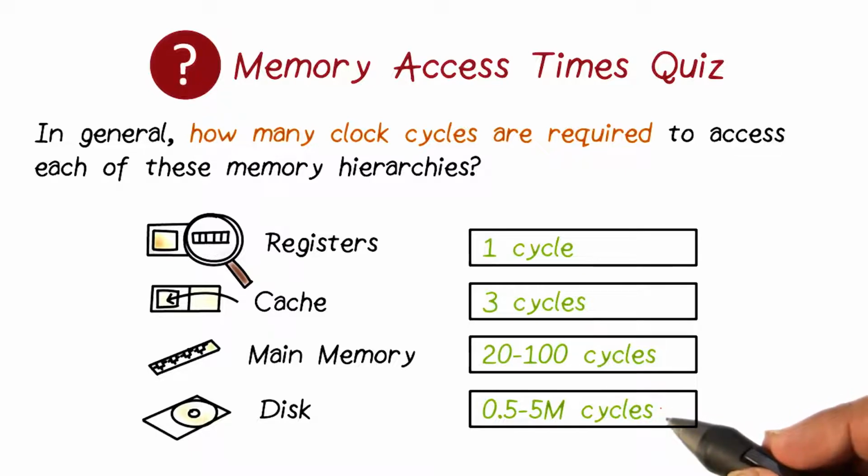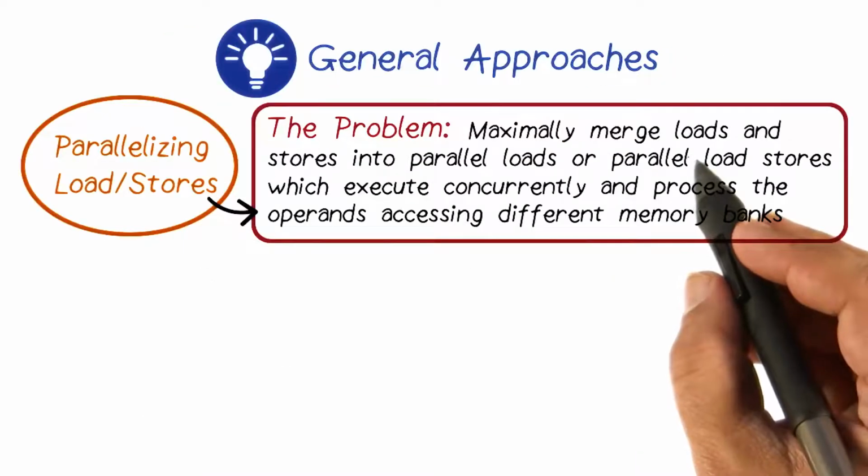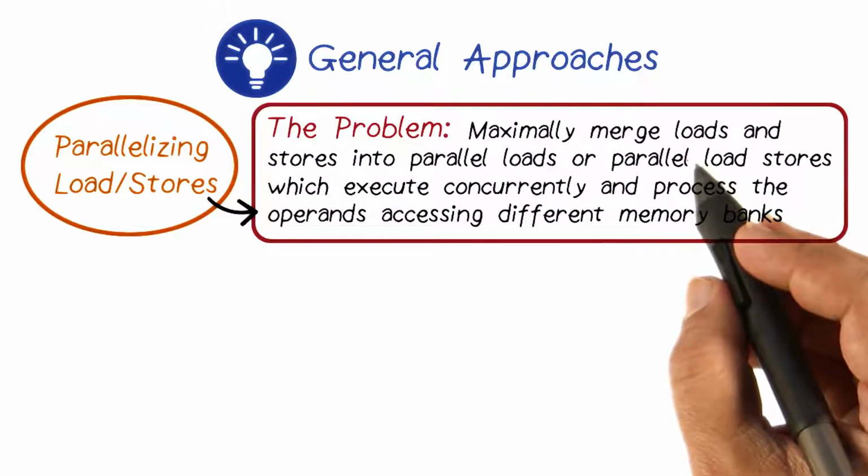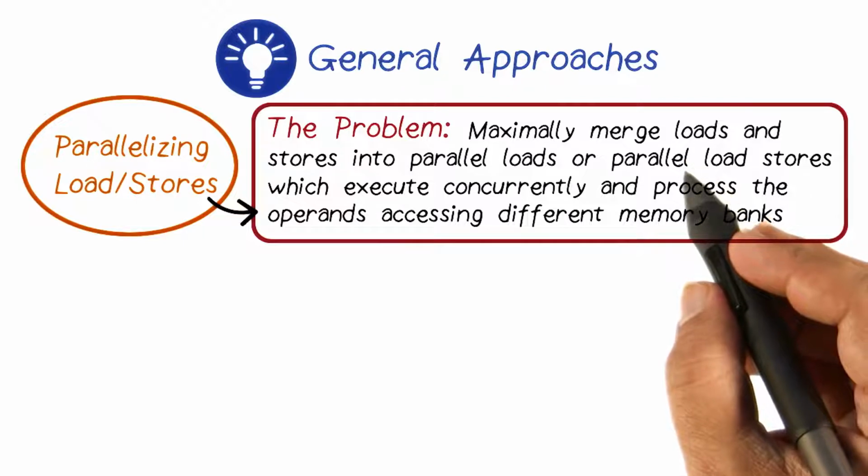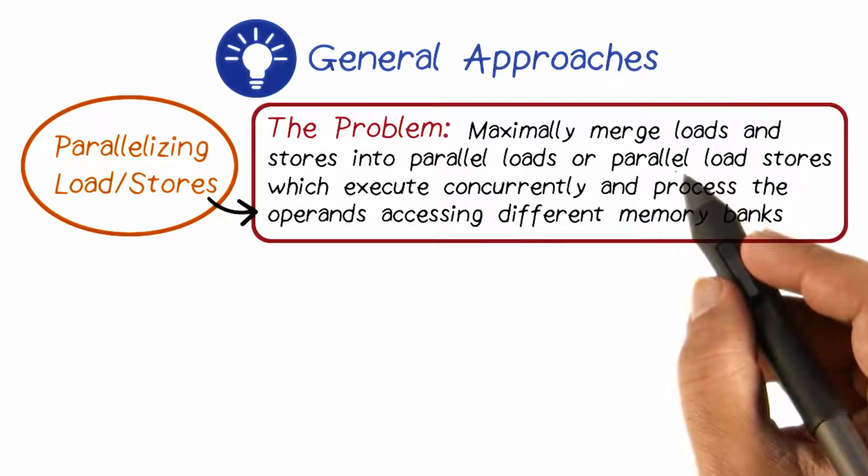In modern processors, we have many other kinds of memories that are present, such as flash memory, non-volatile memories, and so on, and their access times are in between that of a cache and main memory, or that of main memory and disk. So now, having seen the access times of main memory to be from 20 to 100 cycles, the real question is, how can we get these operands for typical instructions as quickly as possible so that we can reduce this access time? One of the approaches to solving these problems is what we call parallelizing load stores, and that is what we are going to focus on in this lesson.